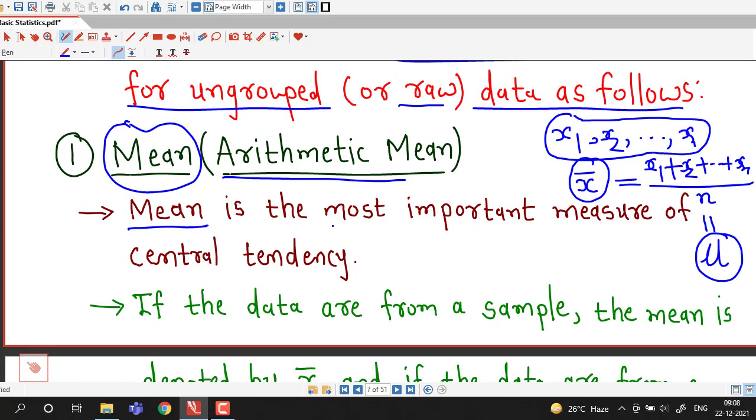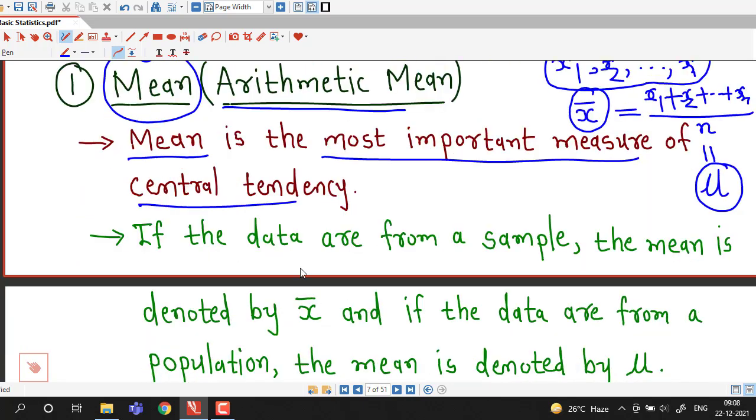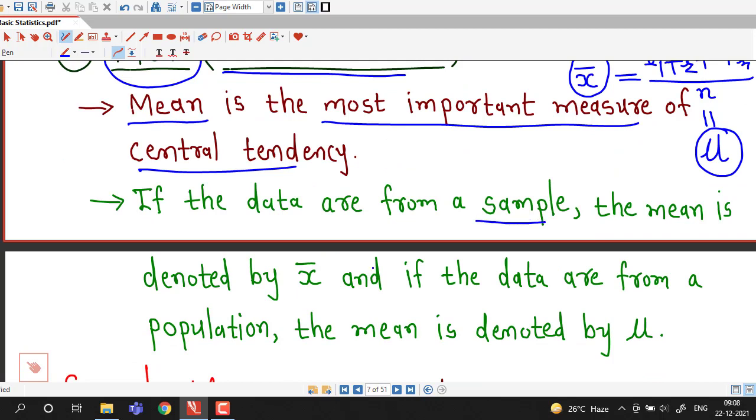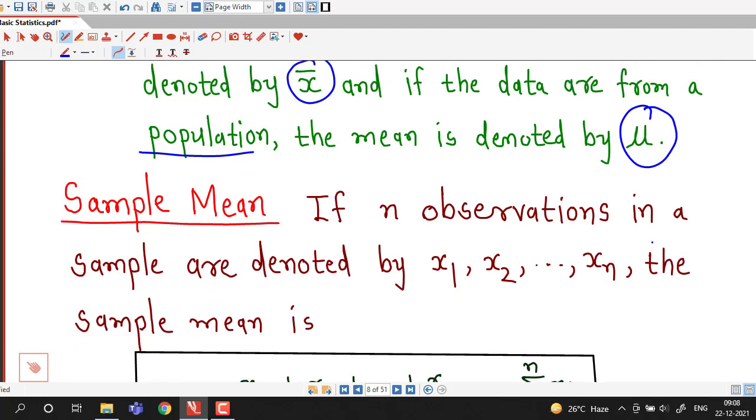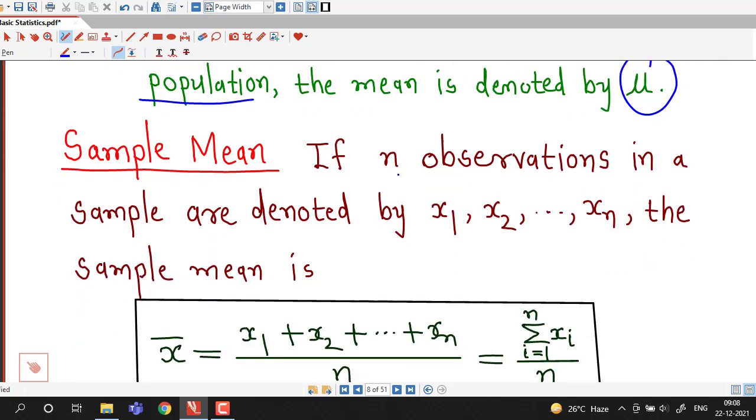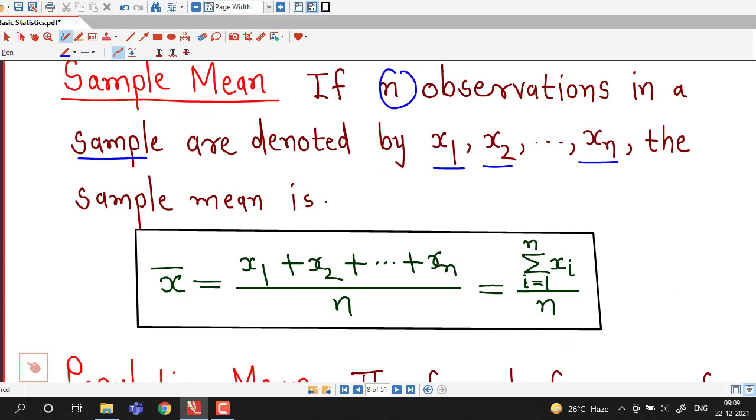Mean is the most important measure of central tendency. If the data are from a sample, the mean is denoted by x bar, and if the data are from a population, the mean is denoted by this Greek letter mu. First we have written the definition for sample mean. If n observations in a sample are denoted by say x1, x2, xn, the sample mean is given by x bar equals x1 plus x2 and so on up to xn, that is, we are taking the sum of all these observations divided by the total number of observations.